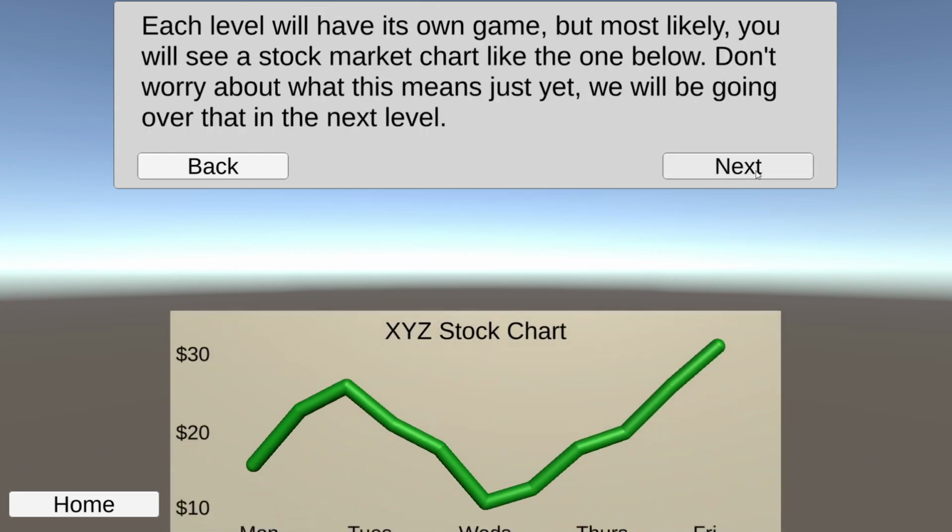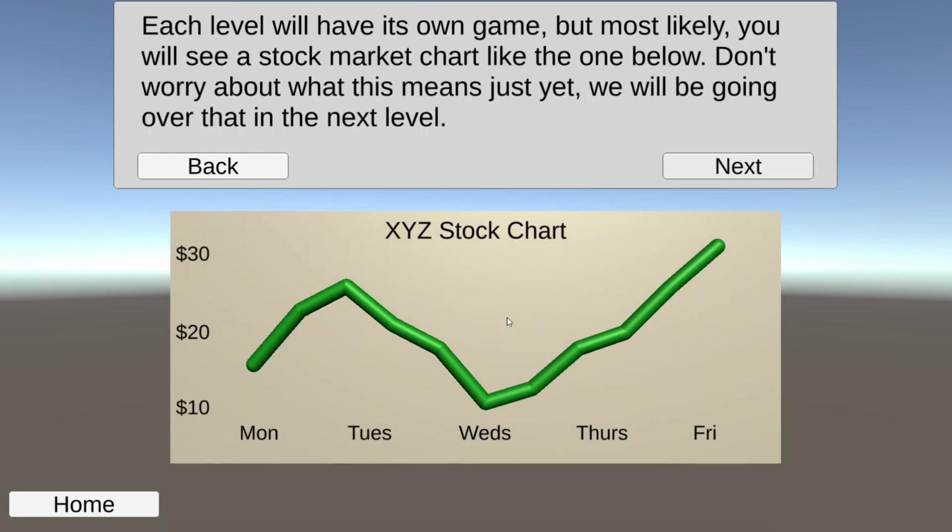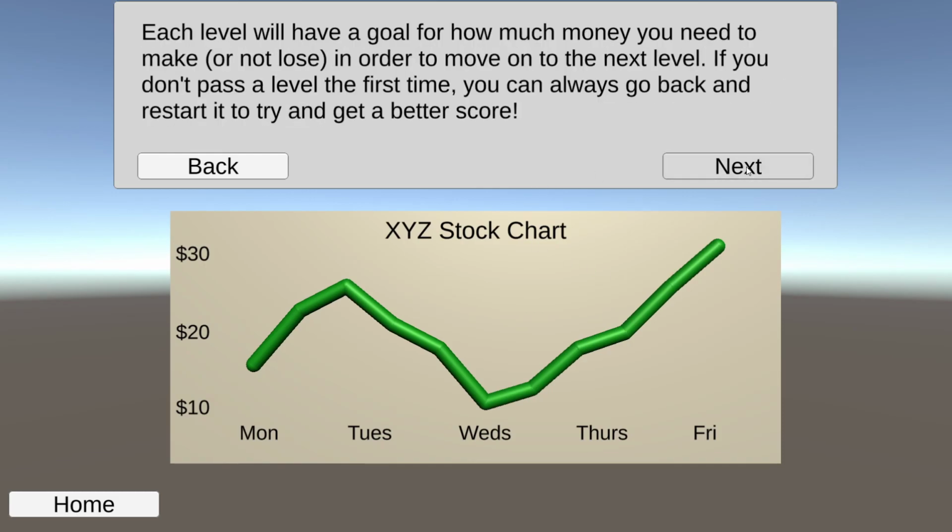Right here, you'll notice that there's a small animation for the stock chart. There weren't a lot of areas where I could add animations, but this was one of the few small ones that I could quickly put in here, just to add a bit of movement to the game and make it a bit more interesting to look at visually. Here I'm just talking about the basic flow of the game that I've already mentioned.